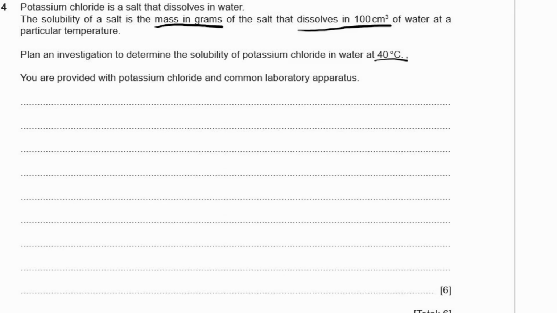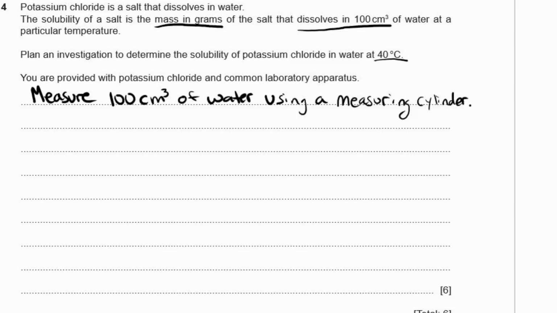So first of all, you need to make sure you measure out a volume of water. A nice easy volume you can use is 100 centimeters cubed. Okay, so you can first of all measure out 100 centimeters cubed of water using a measuring cylinder.